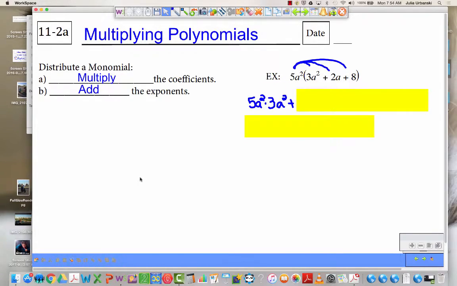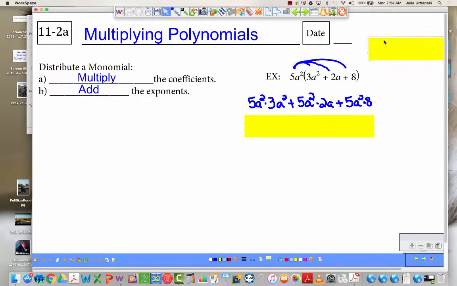Okay, write this out for this example. You don't have to write it out every time. I know there's times when you're going to do it in your head. But for this example, write it down. You're taking 5a squared times 3a squared. And then what are you multiplying next? Times 2a. So then you're doing this one. And then lastly, you have to do 5a squared times 8. Good. So you're just distributing the 5a squared.